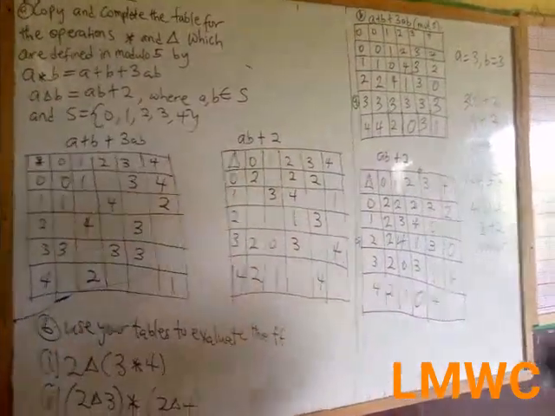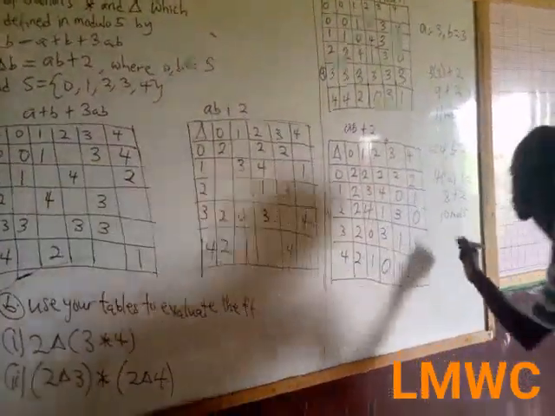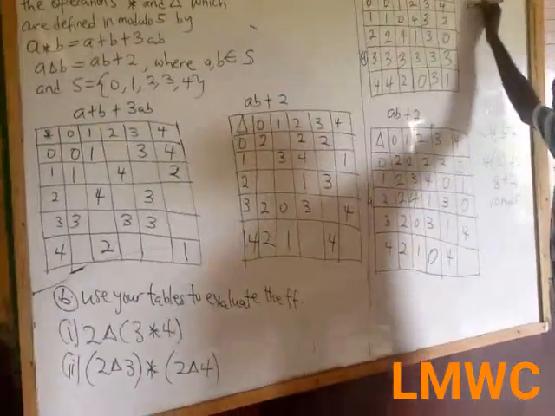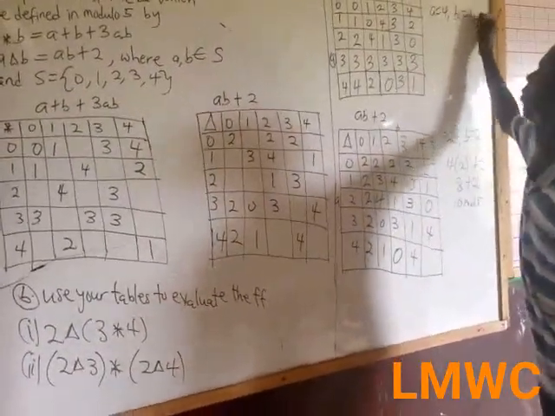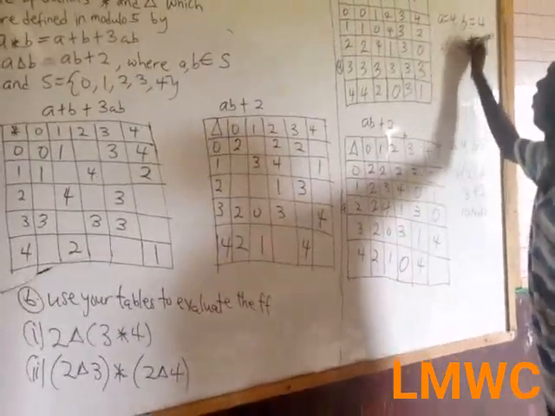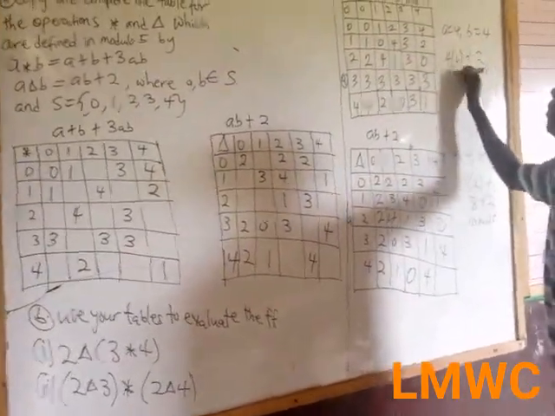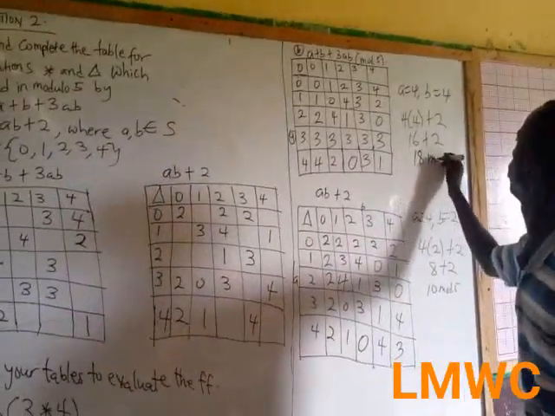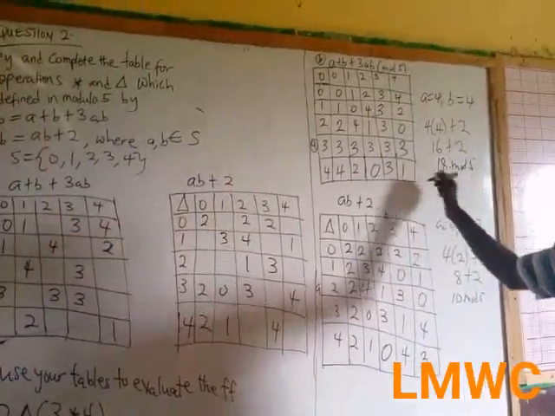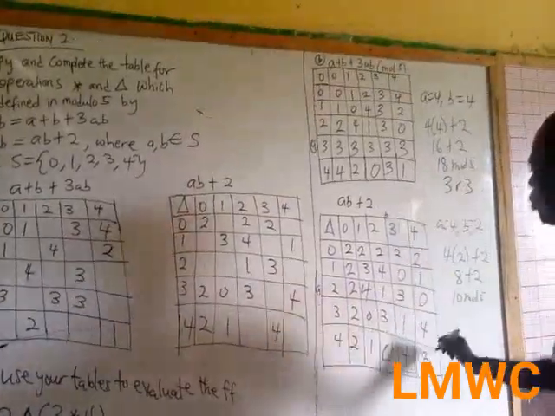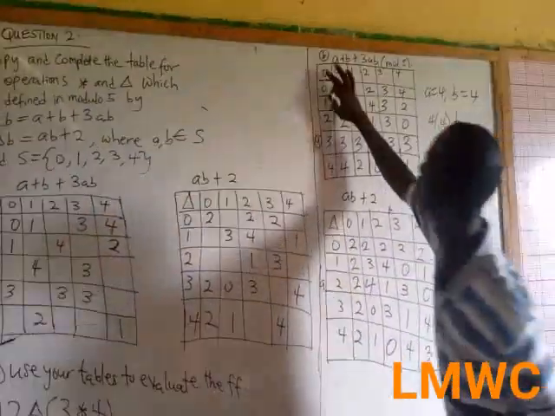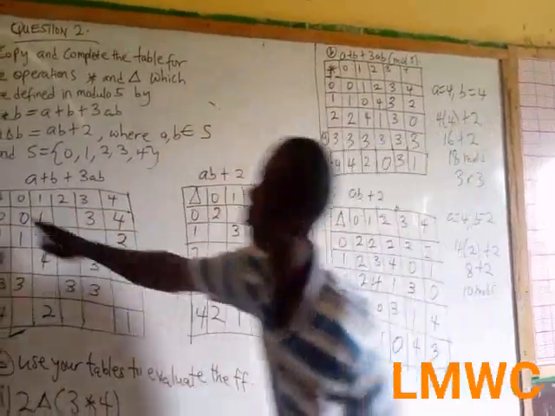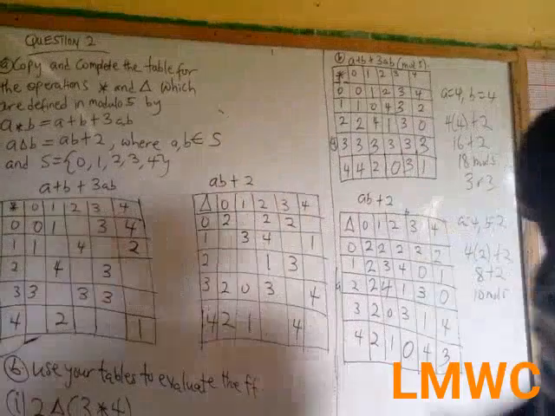Let's take the last one. A is 4 and B is what? 4. So it becomes 4, 4 plus 2. 4 times 4 is 16 plus 2. 16 plus 2 is 18 mod 5. 5 goes into 18, 3, remainder 3. You write your 3. Sorry, here is star. Because this is it, it's star.